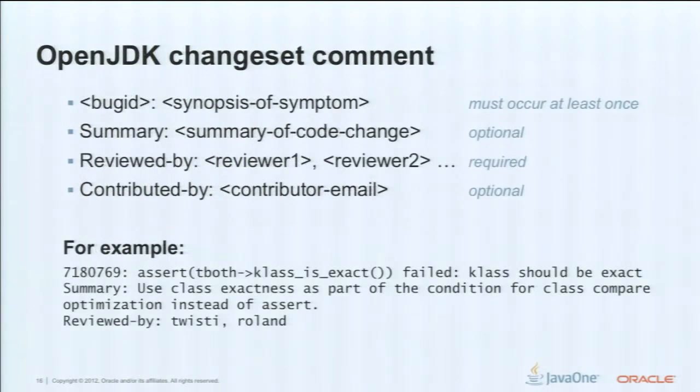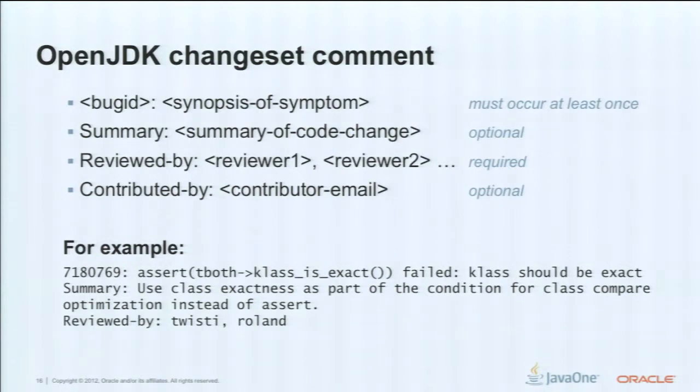Okay, what is an OpenJDK change set comment? An OpenJDK change set comment is enforced by jcheck. The OpenJDK bug ID and reviewed by fields are mandatory. The bug ID field must occur at least once, but it could be two bug IDs. For example, if you are working on two or three or four bug IDs, you may put everything into one change set and put them in your change set comments. So that's fine. The summary field is optional. If you would like to provide some summary of what you fixed in your change set, okay, fine.